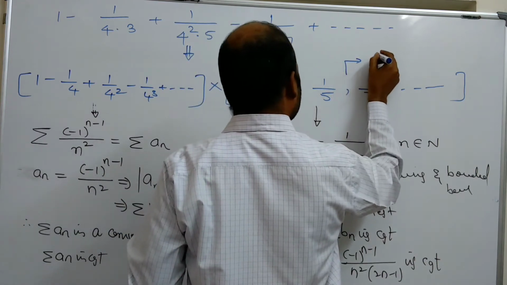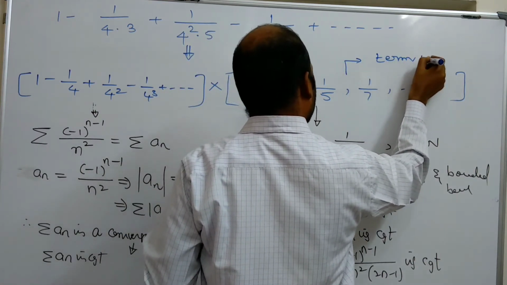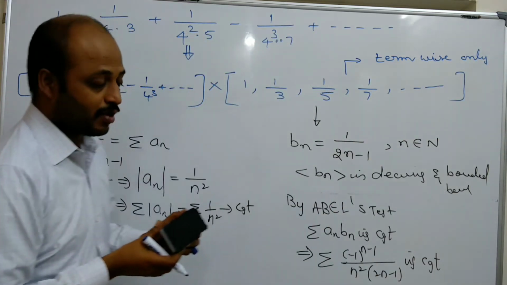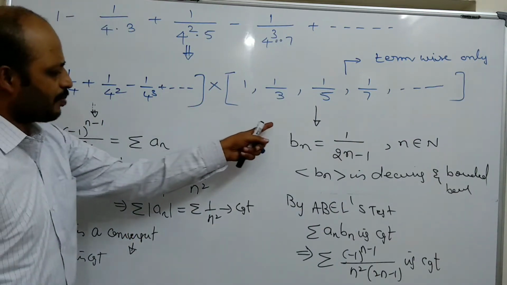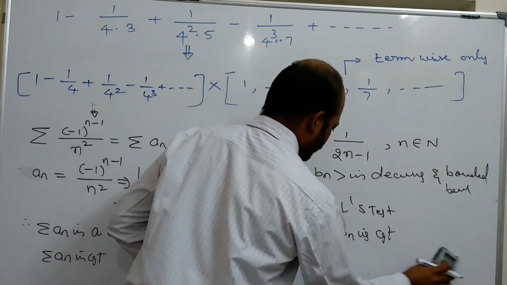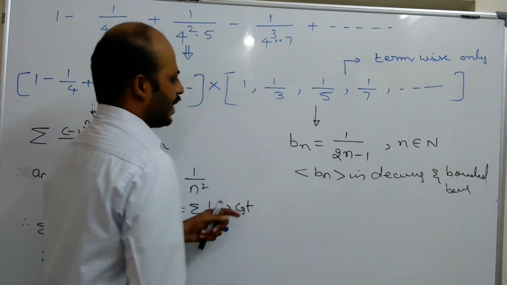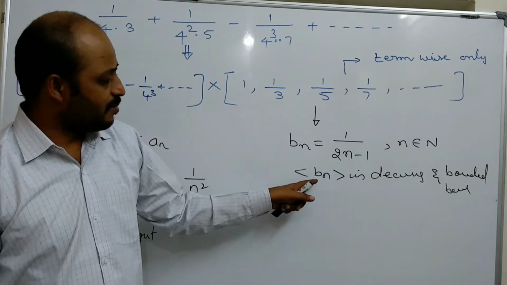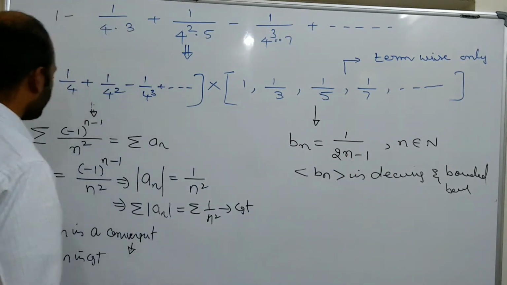Again this product is term wise only. That is a very important thing. So the process as it is holds here. Bn is equal to 1/(2n minus 1), n belongs to capital N, and Bn is decreasing and bounded.